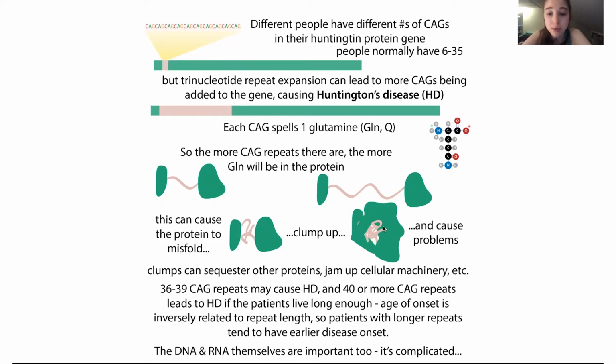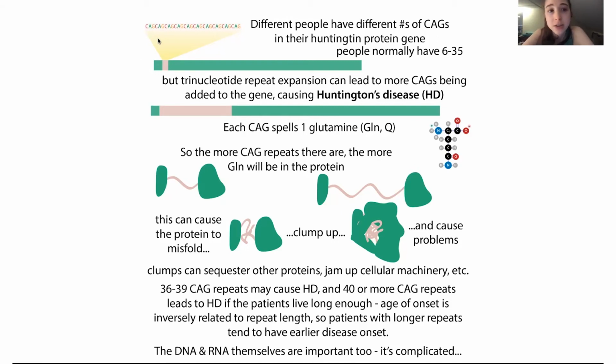People with 40 or more CAG repeats will get Huntington's disease if they live long enough. The age of onset is inversely related to repeat length, so patients with longer repeats tend to have earlier disease onset. I saw a really cool article about the uninterrupted CAG length itself. If there was a CAA, which still spells Q, interrupting the CAG, then that was protective, but I'm not sure what came of that research. But yeah, it's complicated.